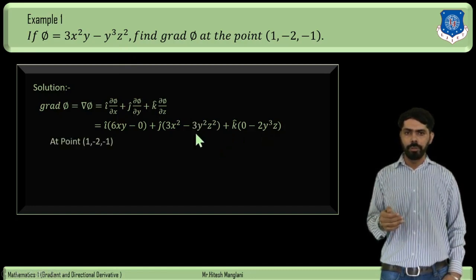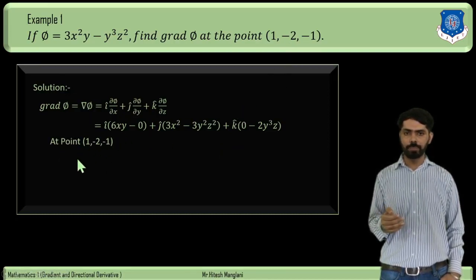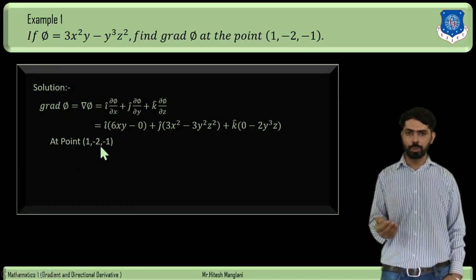Now we will have to find grad phi at the point (1, -2, -1). So for that we will replace x by 1, y by -2 and z by -1 in this result.